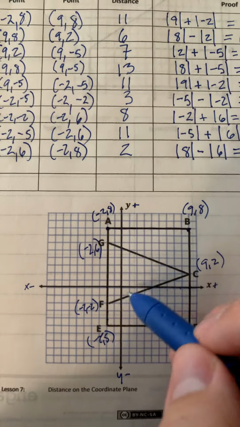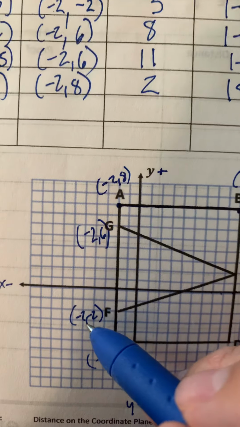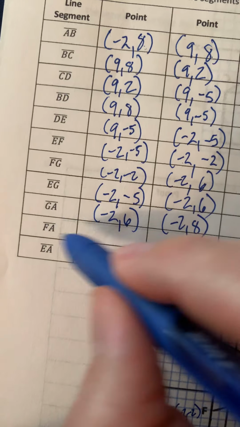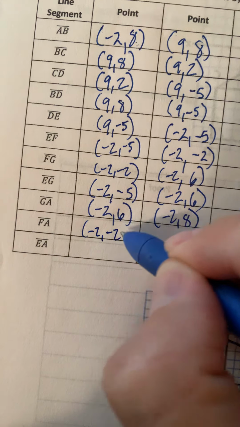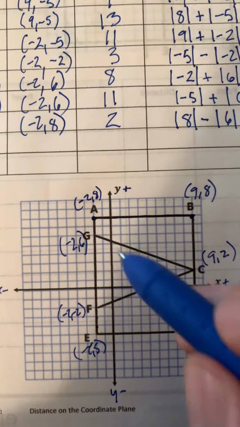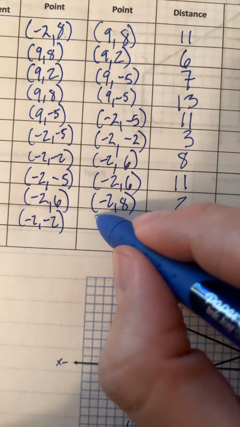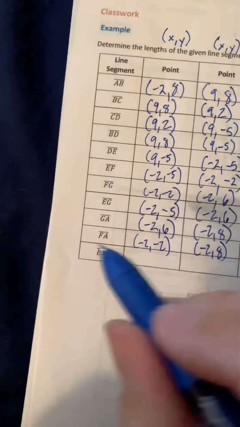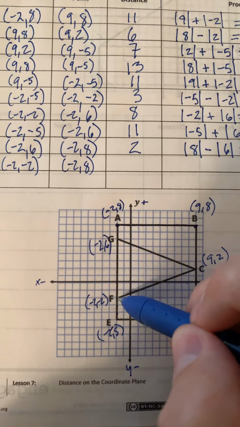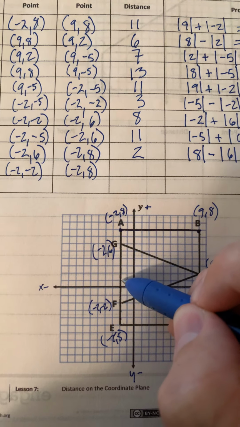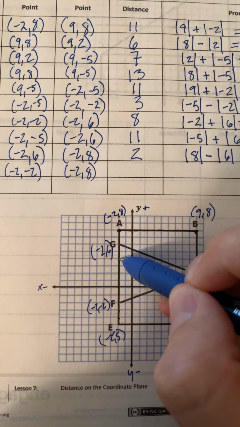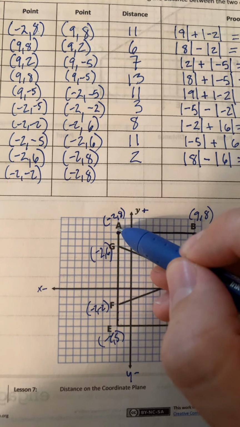And then we're going to do from point F, which is -2, -2, to point A, -2, 8. So I'm going to count from point F to point A. From F to A. 1, 2, 3, 4, 5, 6, 7, 8, 9, 10.